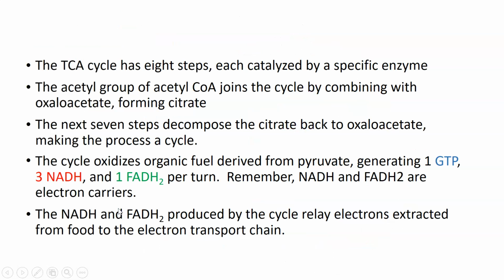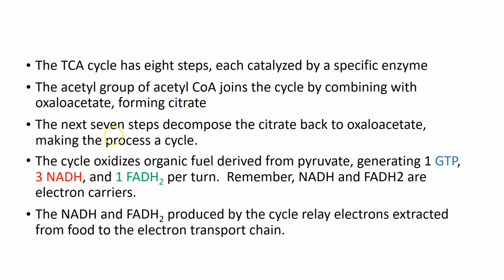Okay. So just to summarize that, then, the TCA cycle has 8 steps, mediated by 8 different enzymes. The acetyl group of acetyl CoA joins the cycle by combining with oxaloacetate, forming citrate. And then the subsequent steps really are there to decompose the citrate back to oxaloacetate. Because it goes full cycle, it's called a cycle.